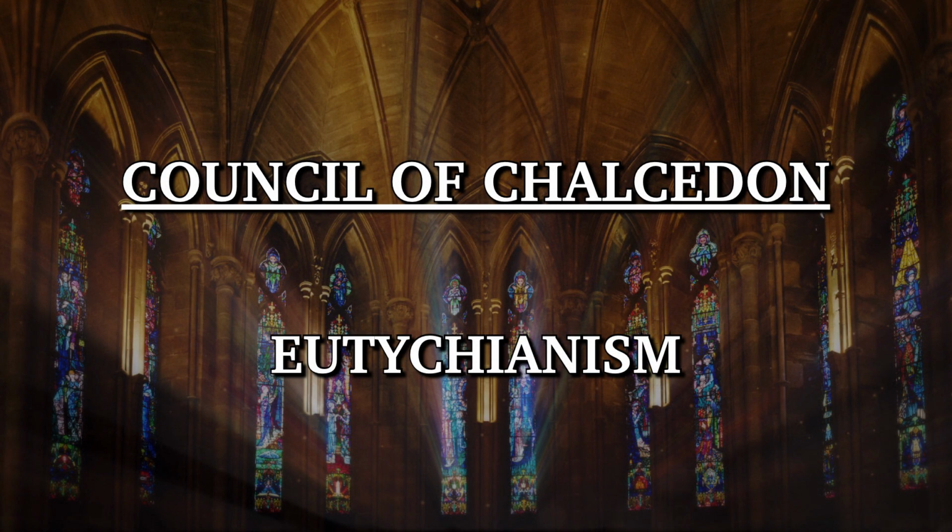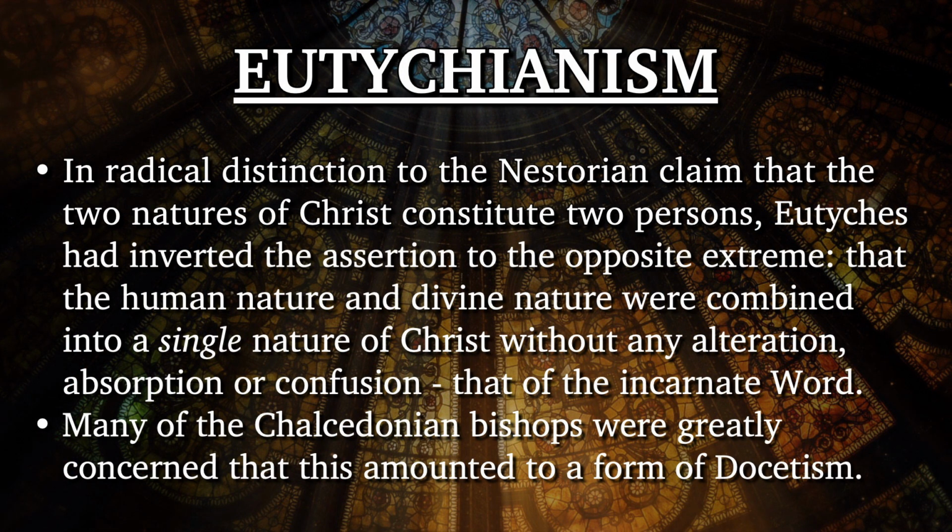So let's move on to our, again, brief introduction into the groundwork or the foundation of what we now call the heresy of Eutychianism itself. In radical distinction to the Nestorian claim that the two natures of Christ constitute two persons, again, covered that during Nestorianism itself in previous lessons. So the two natures of Christ, the divine and the human, constituted two persons, a divine person and a human person. That's what the followers of Nestorius and the system that we now call Nestorianism taught, teaches, right?